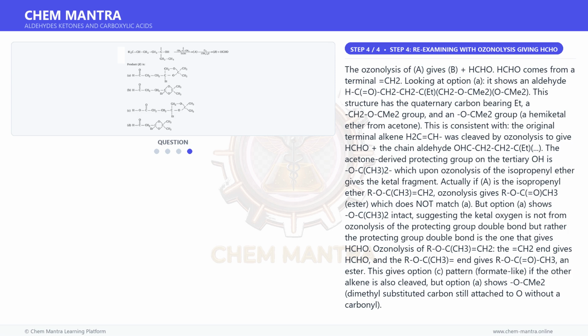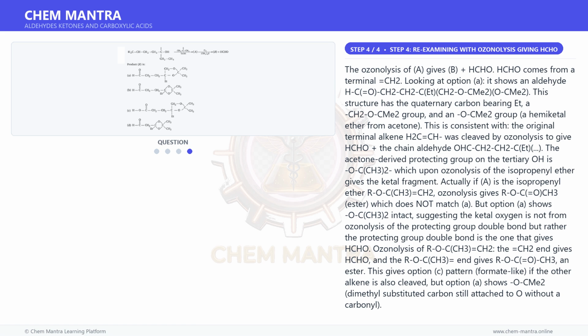HCHO comes from a terminal C=CH2. Looking at option A, it shows an aldehyde HC=O, CH2, CH2, at CH2O, CMe2, O, CMe2. This structure has the quaternary carbon bearing a CH2O, CMe2 group and an O, CMe2 group, a hemiketal ether from acetone. This is consistent with the original terminal alkene H2C=CH being cleaved by ozonolysis to give HCHO plus the chain aldehyde OHC, CH2, CH2.